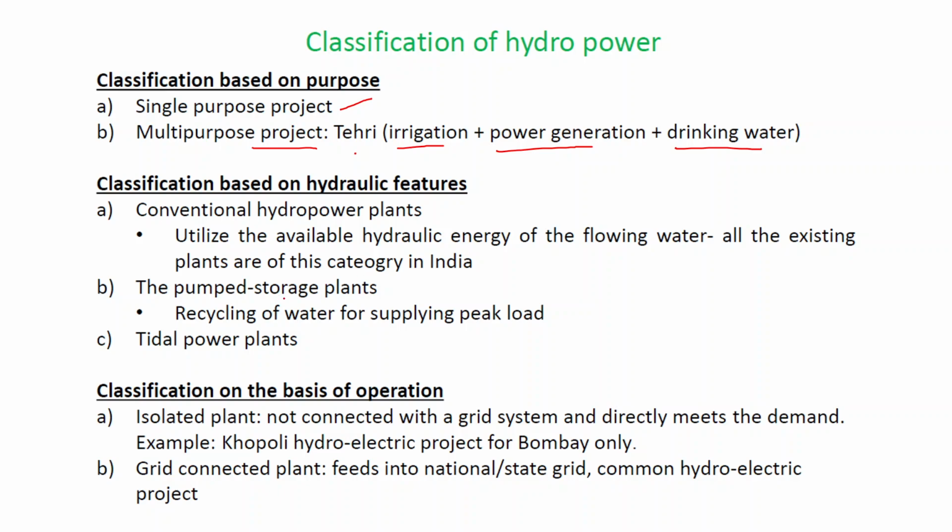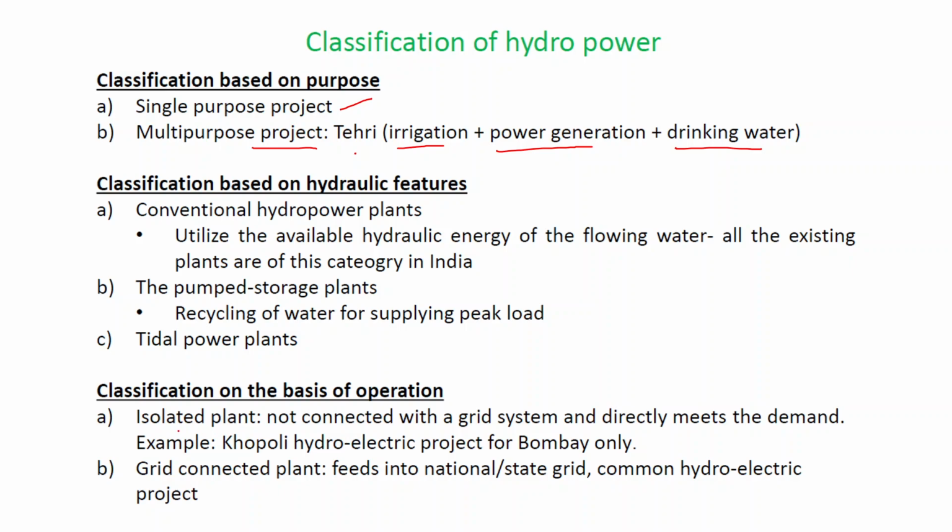Not artificially. Pumped storage plants are made artificially, where water storage tanks are made at different heights, and using pumps, water flow is done for extracting energy from this flow. And then another kind is the tidal power plants, which are present only at the shore sides, near the sea, beaches, etc., on the coastal areas only.